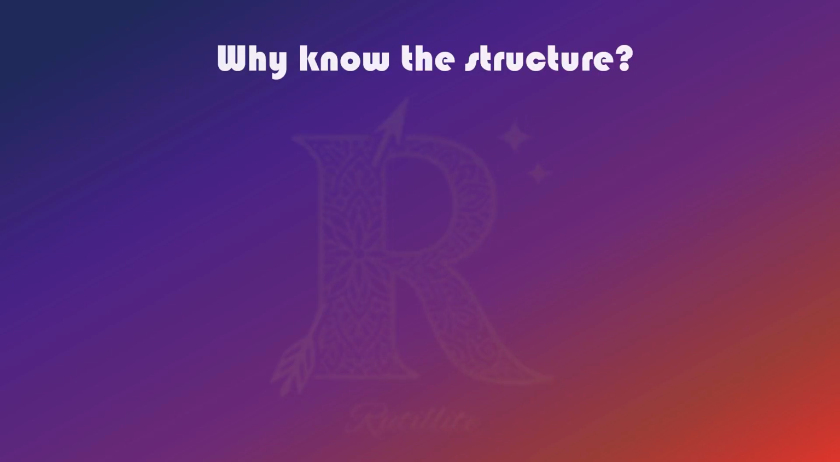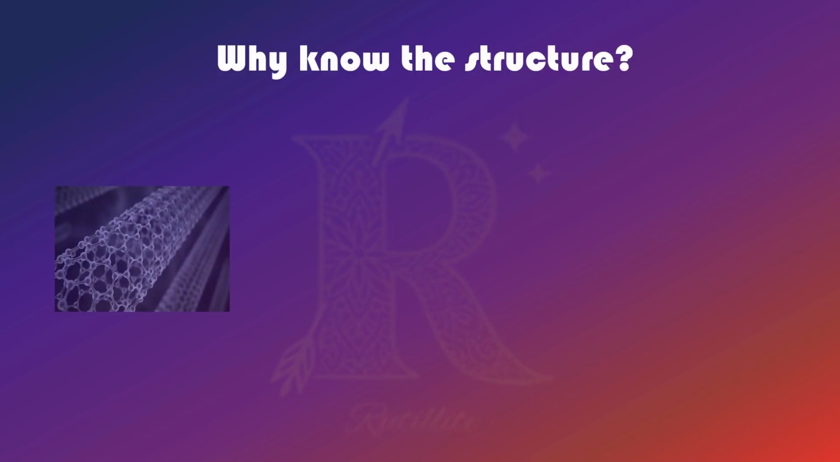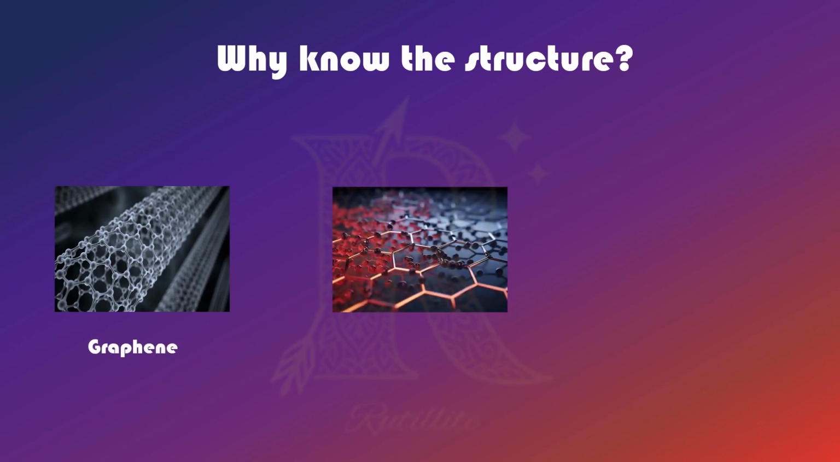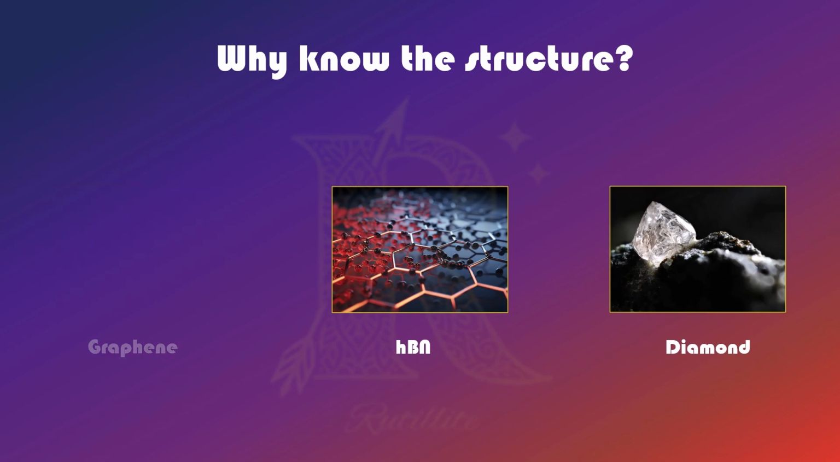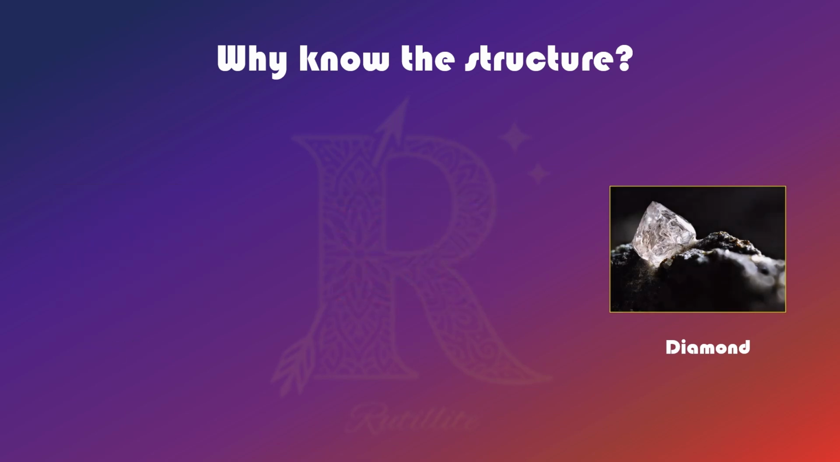Take graphene, hexagonal boron nitride, and diamond. They're all made from light elements and have strong atomic bonds. At first glance, they seem related. But dig a little deeper. They each have a different crystal structure, a different space group, and completely different properties and uses. We can't just guess that by looking.